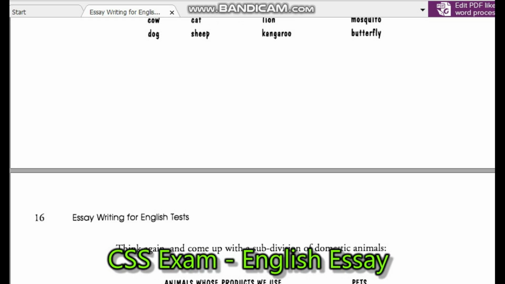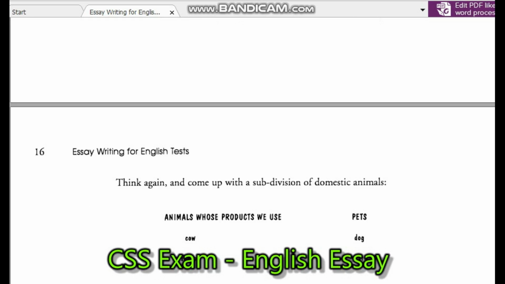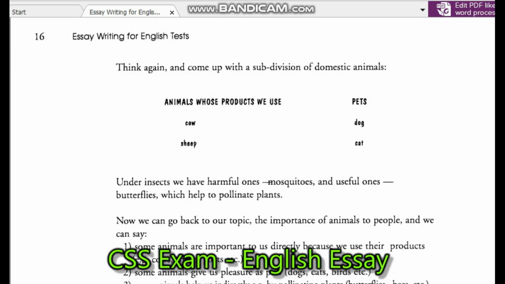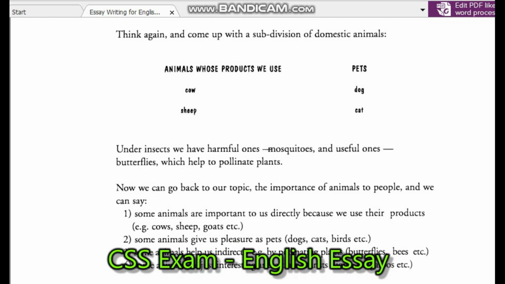Think again and come up with a subdivision of domestic animals. Animals whose products we use: cow, sheep. Pets: dog, cat. Under insects we have harmful ones, mosquitoes, and useful ones, butterflies, which help to pollinate plants.